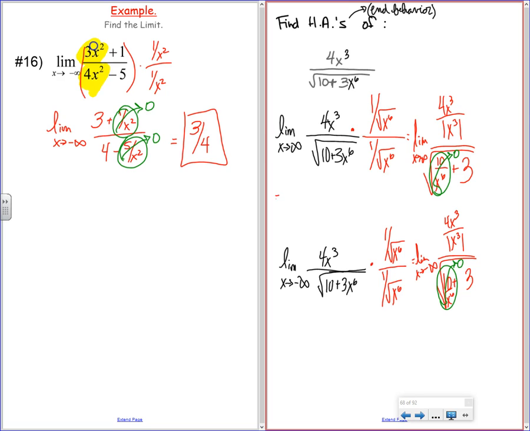This leaves us on this guy at the limit as x goes to positive infinity of 4x cubed all over the absolute value of x cubed, all over the square root of 3. And this guy, the limit as x approaches negative infinity, 4x cubed over the absolute value of x cubed, all over the square root of 3.